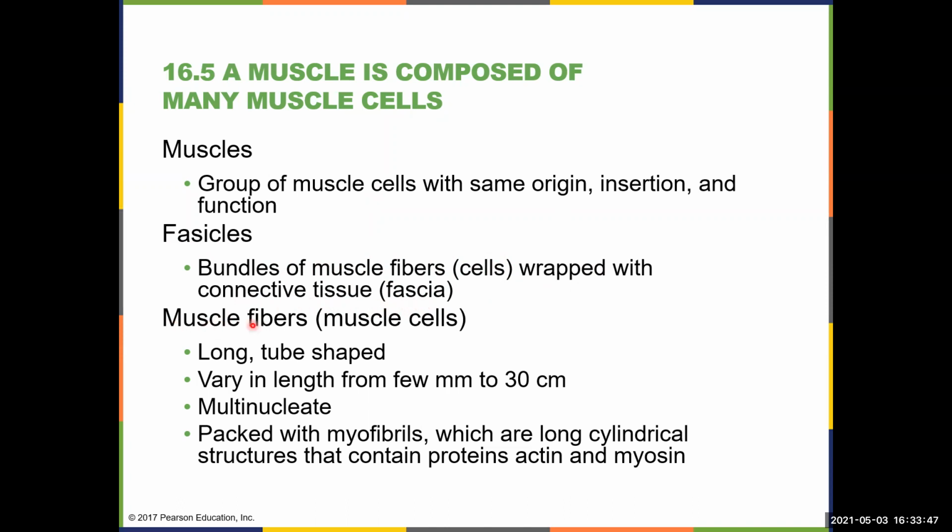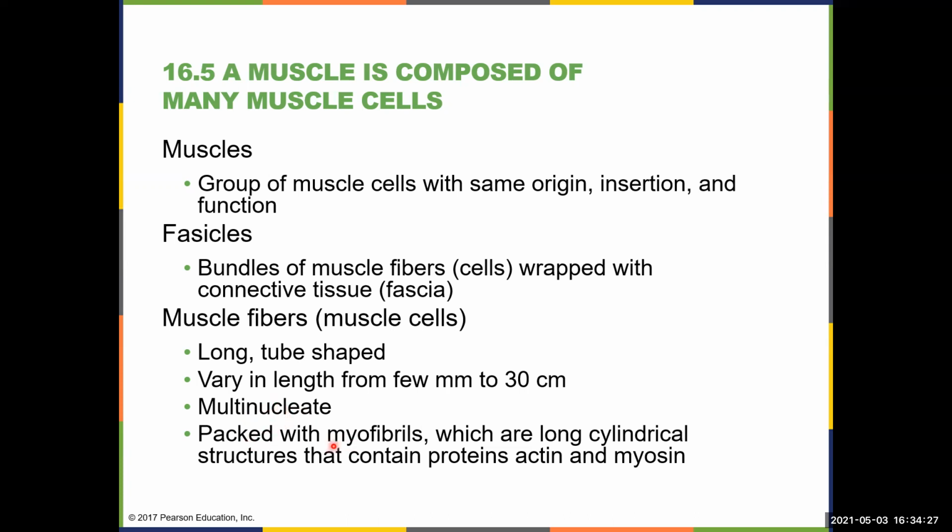Now, these muscle fibers that are found in the fascicles are your muscle cells. Your muscle fibers are very long, they're tube shaped, and they can be a few millimeters in length to upwards to 30 centimeters in length, depending on the length of the muscle. So for example, your bicep is longer than a few millimeters. So the muscle cells in your bicep will be longer to compensate for that muscle size. Muscle cells also have many nuclei, so they're multinucleate.